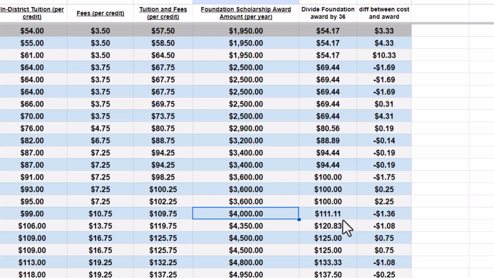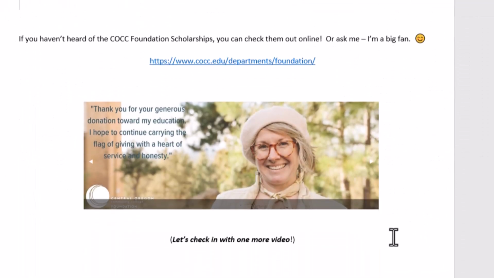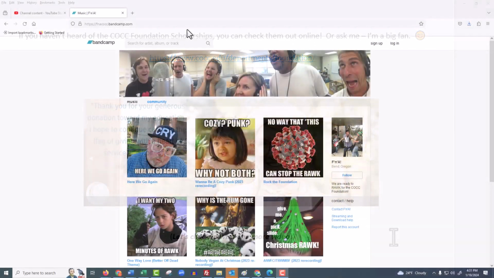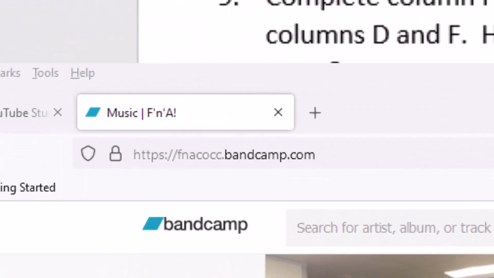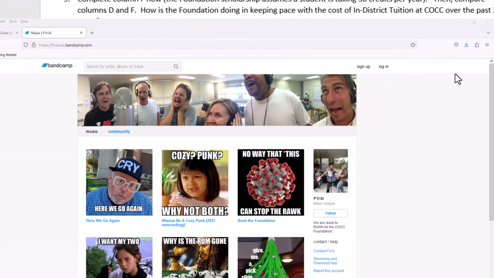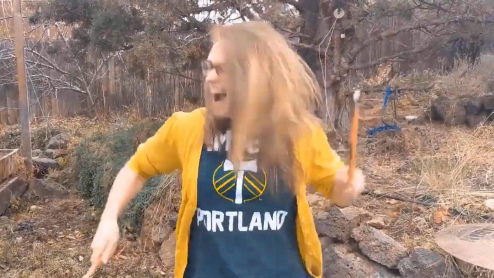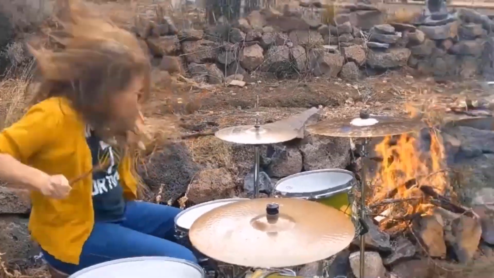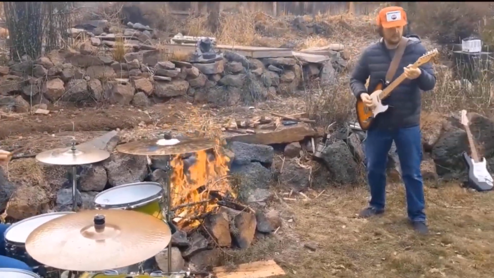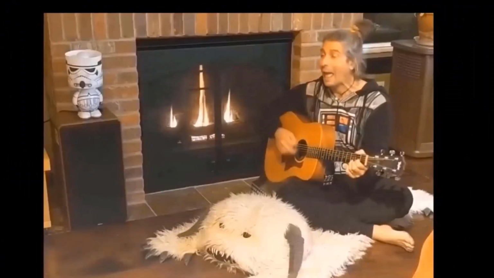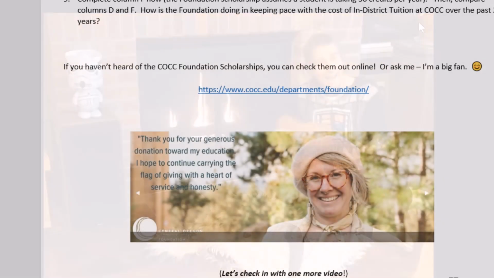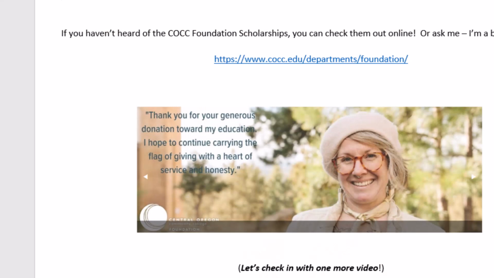So as I said at the end of the notes here, I'm a huge fan of the COCC Foundation. I'm such a fan of the foundation, actually, that I started a band called F&A, which is made up of faculty and administrators at COCC who write, record, and release music, sometimes videos. We collect download donations from these songs, and all the money we collect goes straight to COCC Foundation scholarships. Please let me know if I can help you in any way if you have more questions about the foundation. Like I said, I'm like their biggest fan.